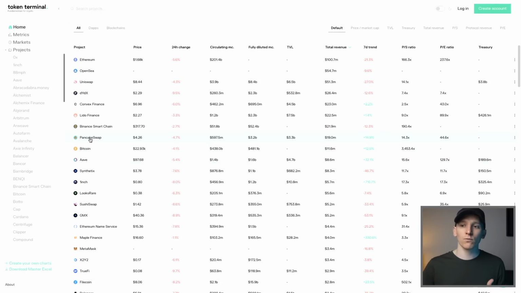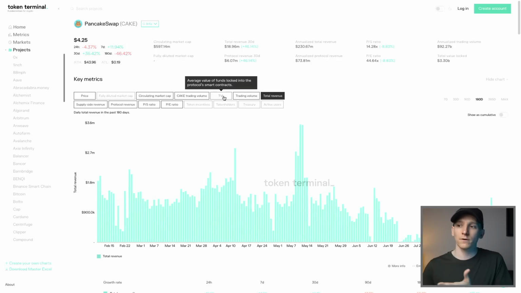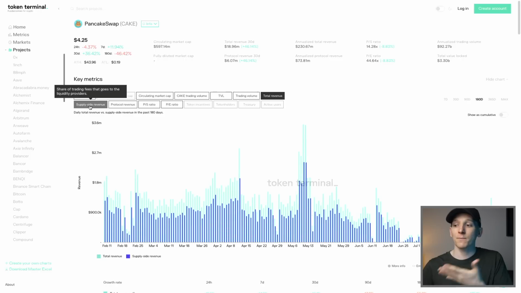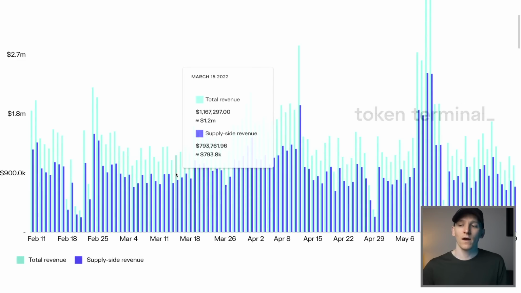So let's click on PancakeSwap right here, which is a decentralized exchange. Really simple business model. You charge users a fee for trading, and then investors in the token can get some of that fee back. But also people that provide liquidity onto the DEX can actually earn some fees as well. So what you can do on Token Terminal is actually see the total revenue, as you can see here, which is all of the money the protocol makes. But then you can also see supply side revenue. That's people that are actually putting their coins onto the DEX and providing a service. So supply side gets a chunk of the revenue, but not all of it. Some is actually passed back to investors and token holders as well.